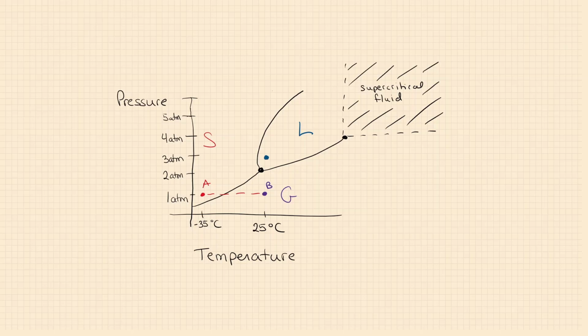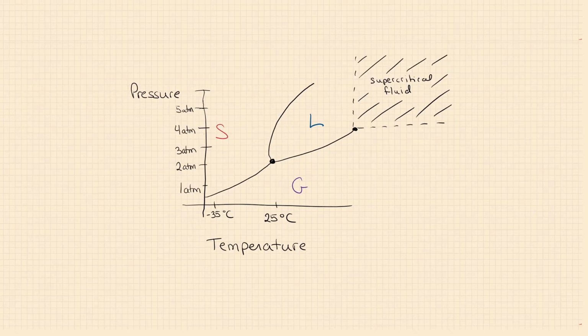Now, what if I have a liquid at 25 degrees Celsius and 3 atmospheres? And this time, instead of changing the temperature, I want to change the pressure and increase it up to 5 atmospheres. Well, this time we travel up the y-axis for pressure, and we see that we end up in the solid region at 5 atmospheres. That means our liquid has frozen. So remember, there are two ways we can get a liquid to freeze. We can either lower the temperature, or we can increase the pressure.